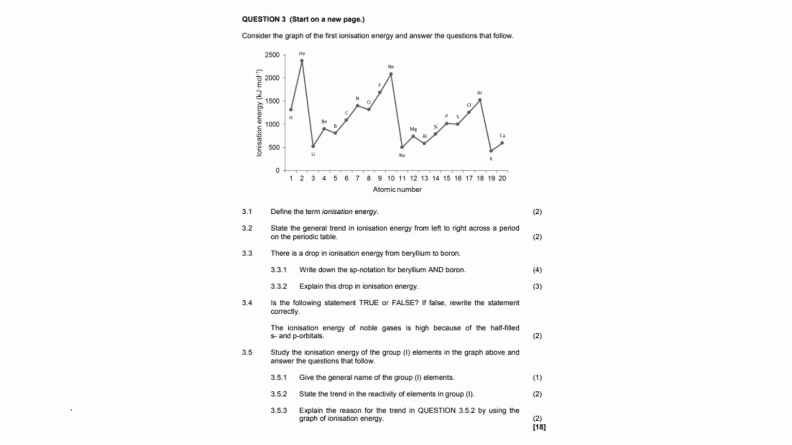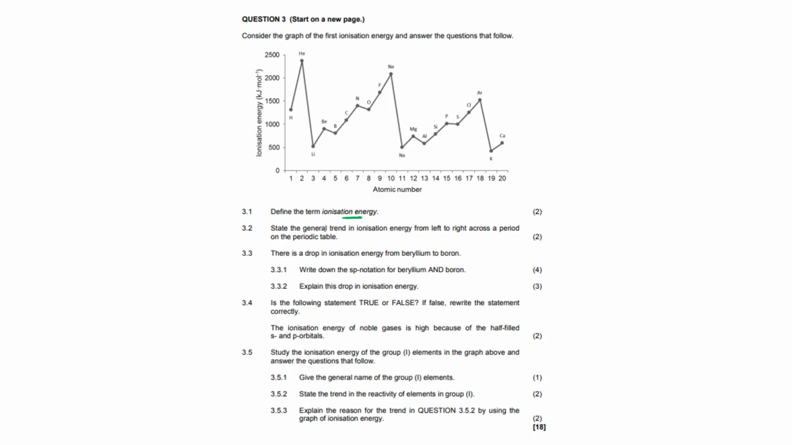Hi guys, let's take a look at this question. They gave us a graph of first ionization energy. We have the atomic number on the x-axis and the ionization energy on the y-axis. Then they ask us to define ionization energy. So ionization energy is the energy needed per mole to remove an electron from an atom in a gaseous phase.